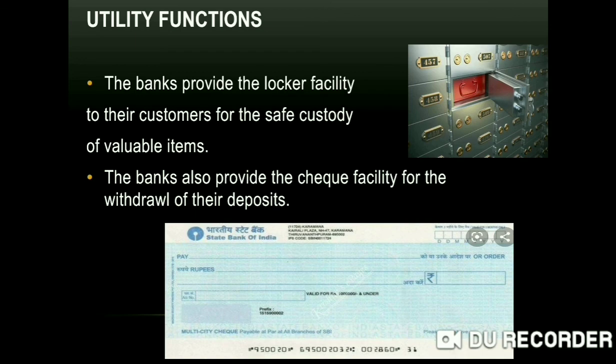Now let us move to the utility functions of commercial bank. The first one is the locker facility. The banks provide the locker facility to their customer for the safe custody of the valuable items like expensive jewelries and valuable documents. The second utility function is that it helps the customer by providing the check facility for the withdrawal of their deposits that are kept in the bank. So these deposits can be withdrawn anytime by the customer through this check facility.